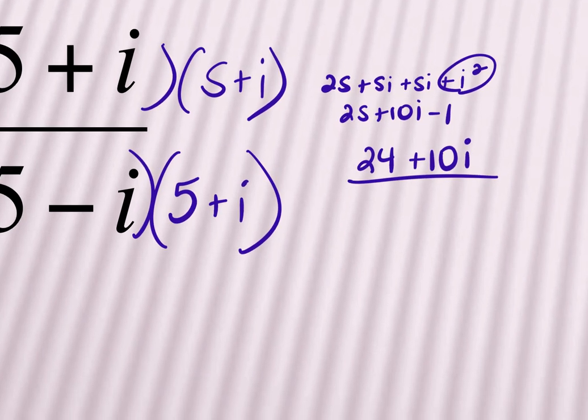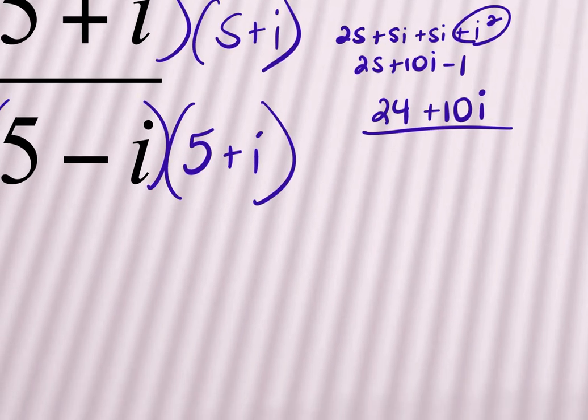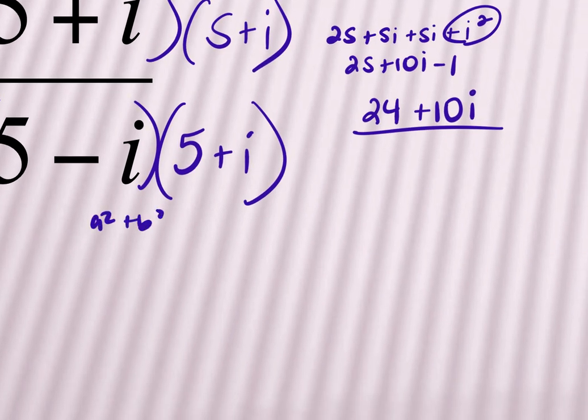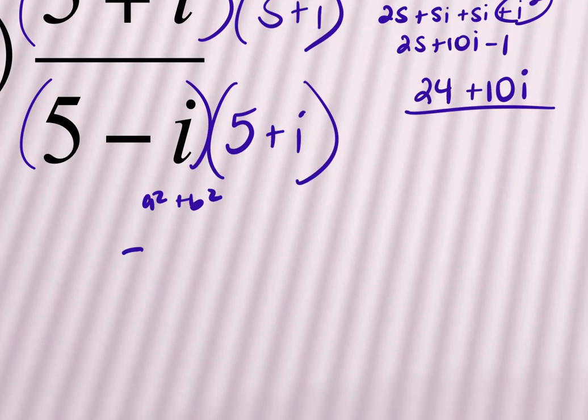With me so far? Okay, in the denominator, there's a shortcut when we multiply a complex number by its conjugate. It is a squared plus b squared. The a is the term without the i, so it would be 5 squared. And the b is what's in front of the i, so it would be 1 squared. So I get 25 plus 1, or 26.